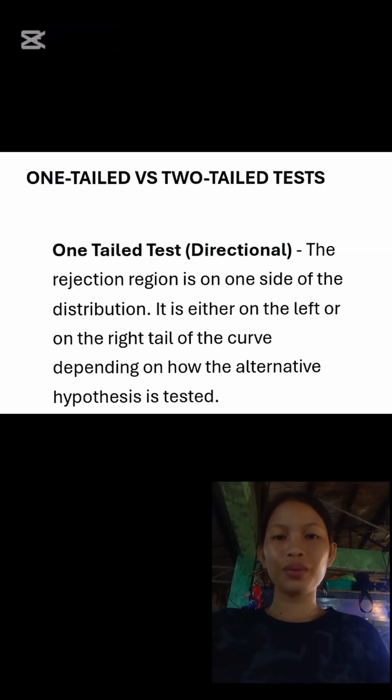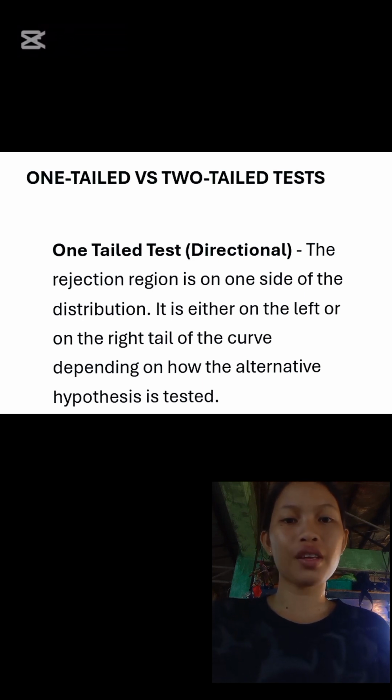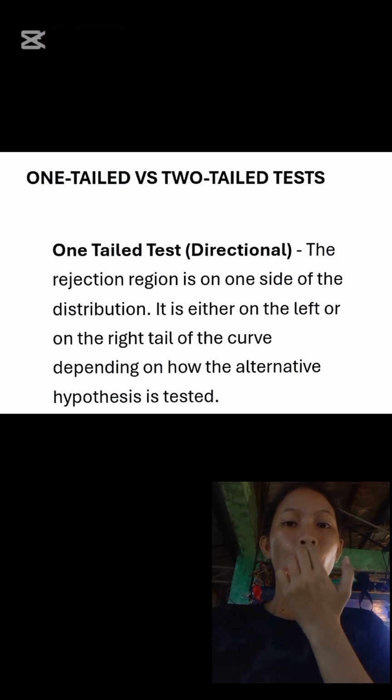Today, I will discuss the two types of tests in hypothesis testing. So we have two types of tests, one-tailed versus two-tailed test. First one is one-tailed test.